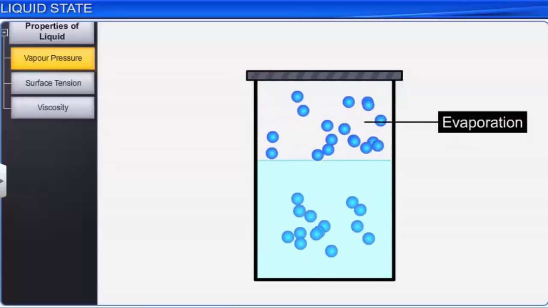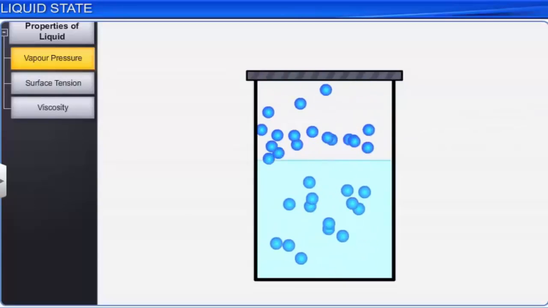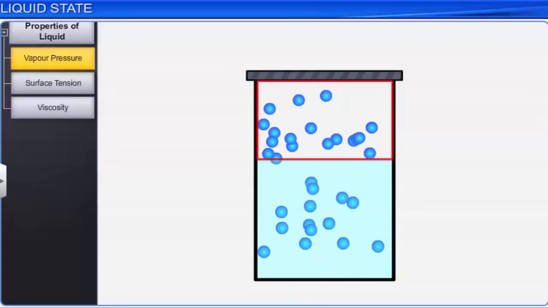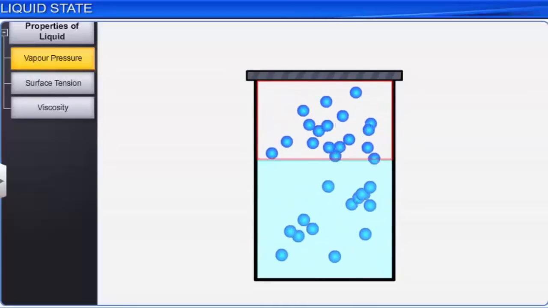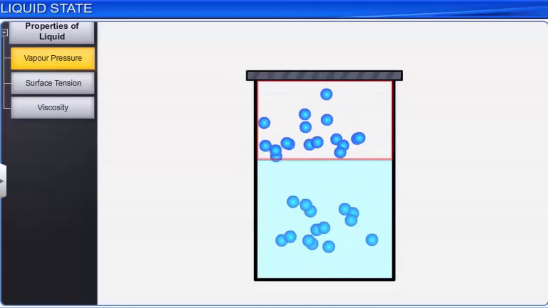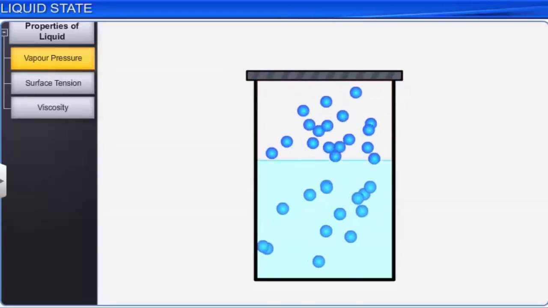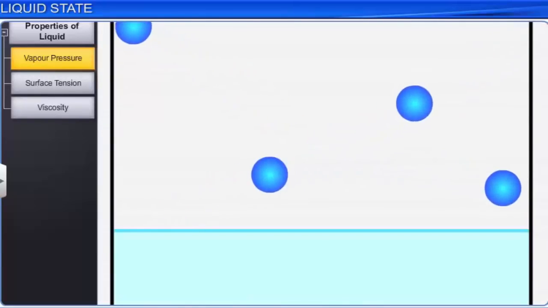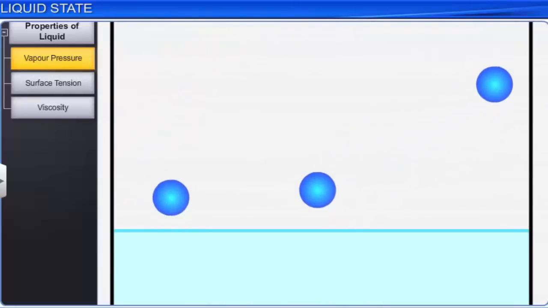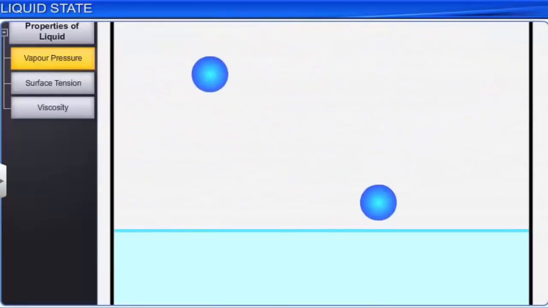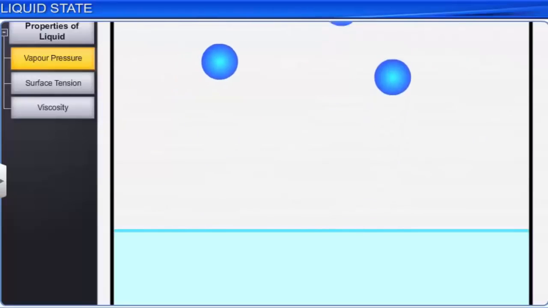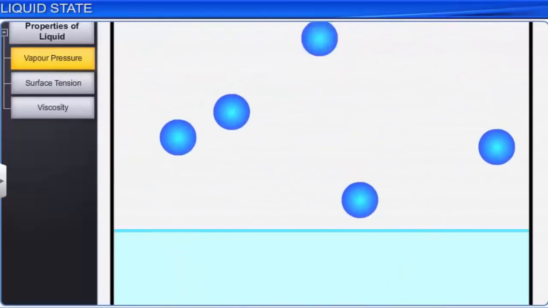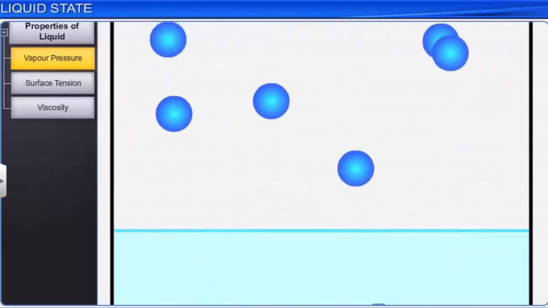As the molecules escape into the vapor state, they get confined to a limited space above the liquid and start moving randomly. During their motion, they collide with each other, with the walls of the container and with the surface of the liquid itself. When these molecules collide with the surface of the liquid, they are attracted back to the liquid. This process is called condensation.